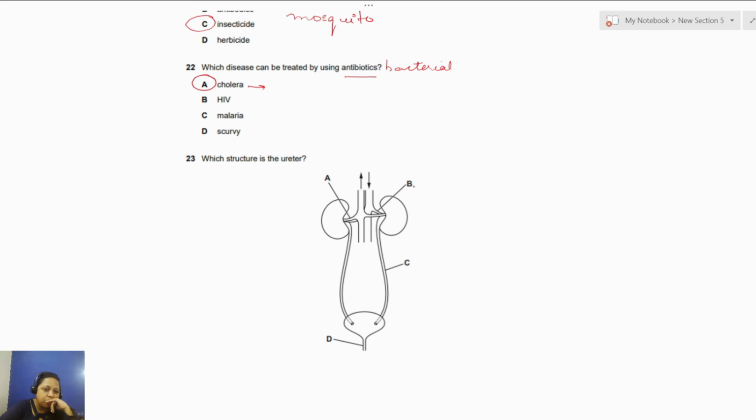Which structure is labeled as ureter? What is B? Good. Renal artery. What is A? Renal vein. What is C? And what is D? Urethra. So the answer is C. Let's move to the next part, 24 and 25. Again, there is calculation involved.